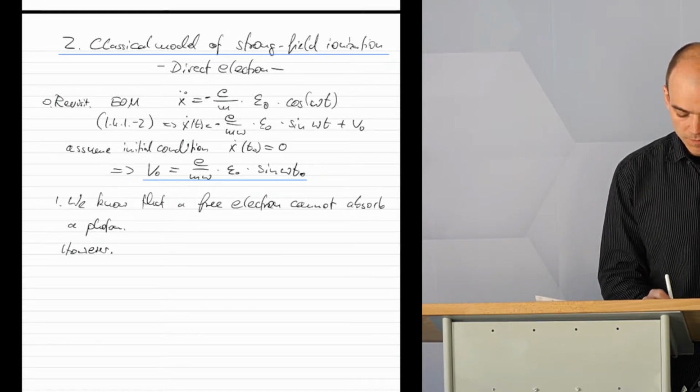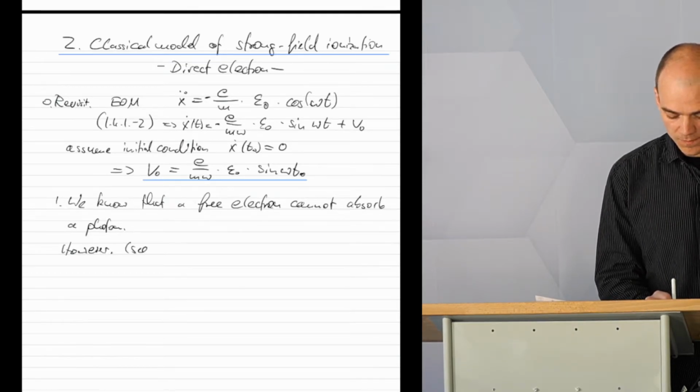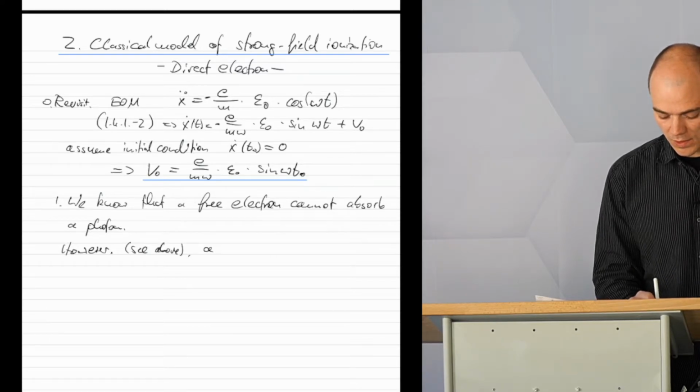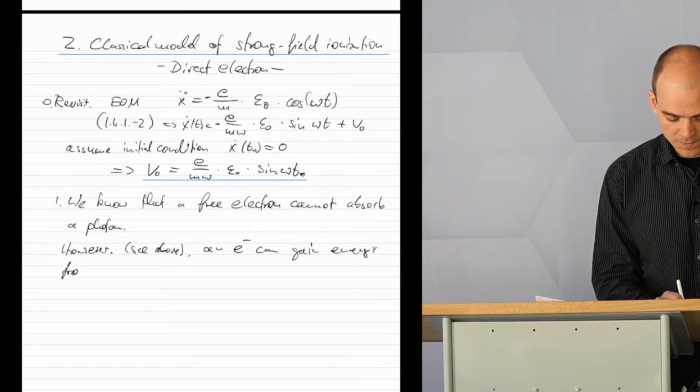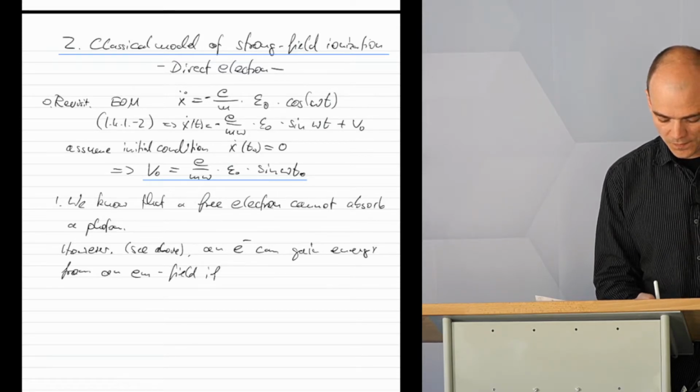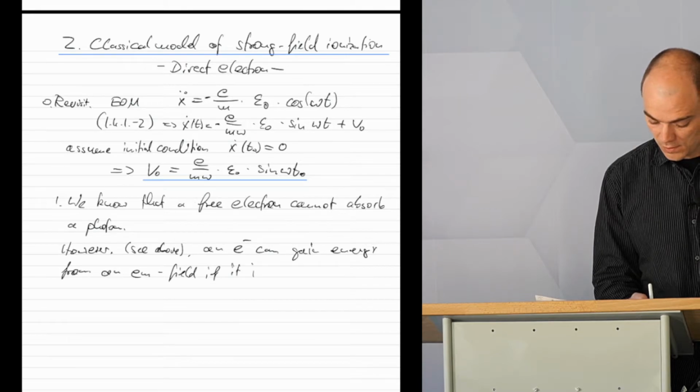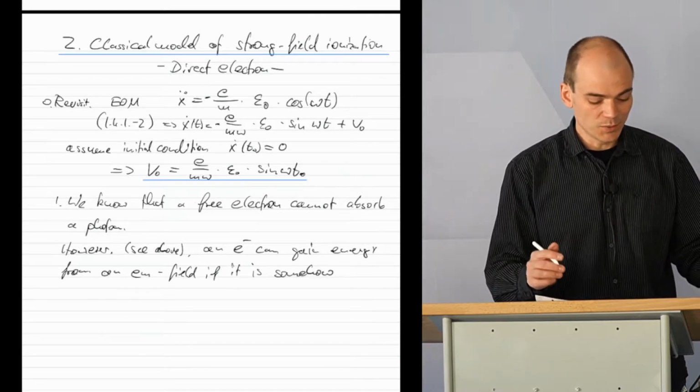However, see above, an electron can gain energy from an electromagnetic field if it is somehow born in the middle of the field.